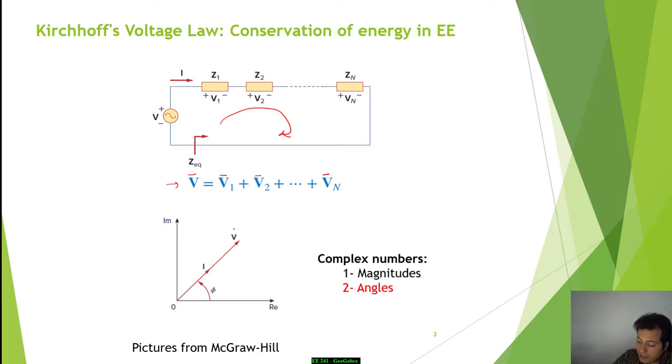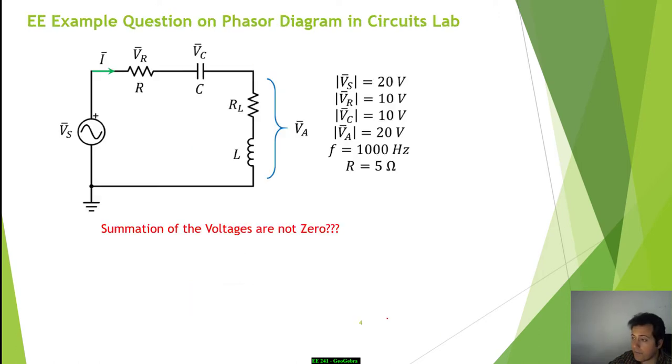That vector is something like this. This vector not only has the magnitude but also has an angle. Okay, so this is very important. When we say that we are in phasor domain, not only do variables have magnitudes, but they also have angles associated with them, okay?